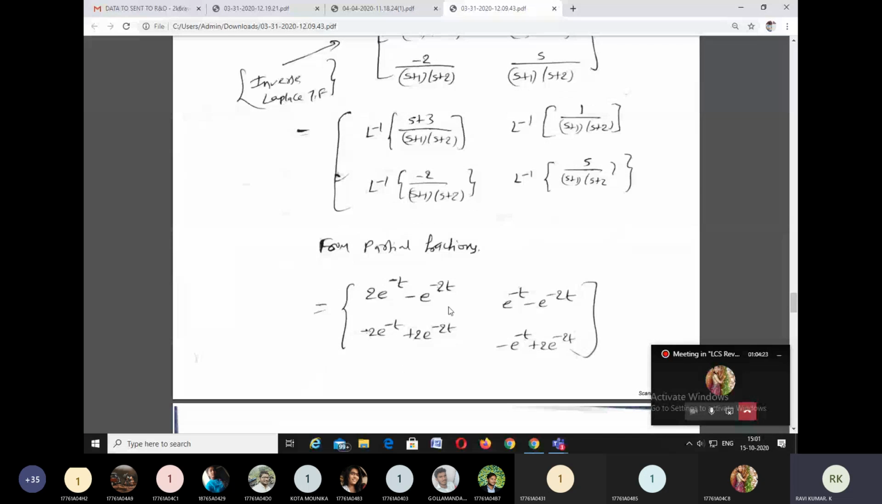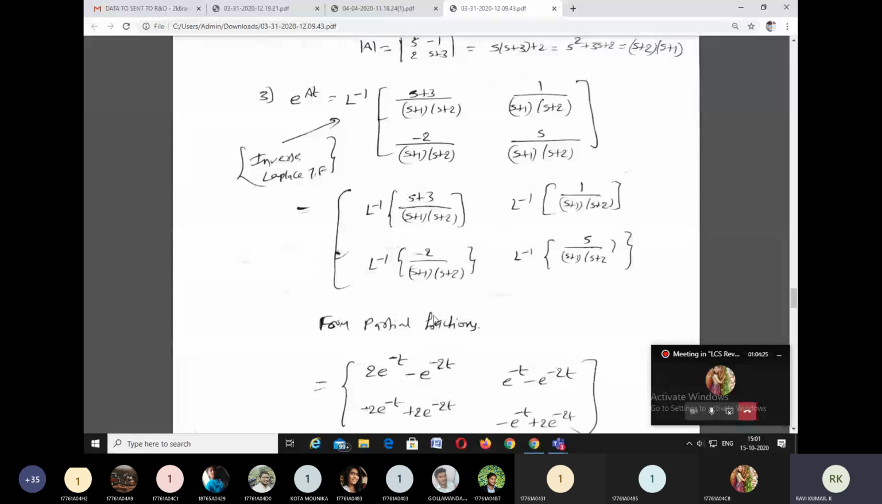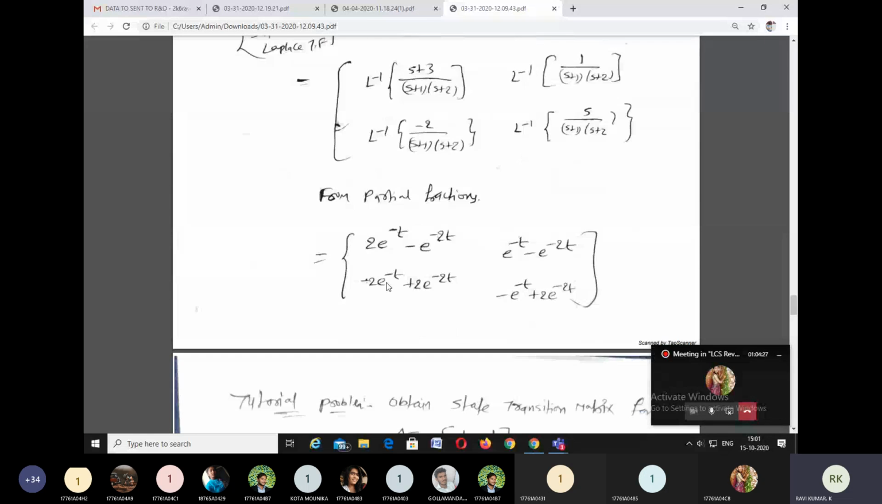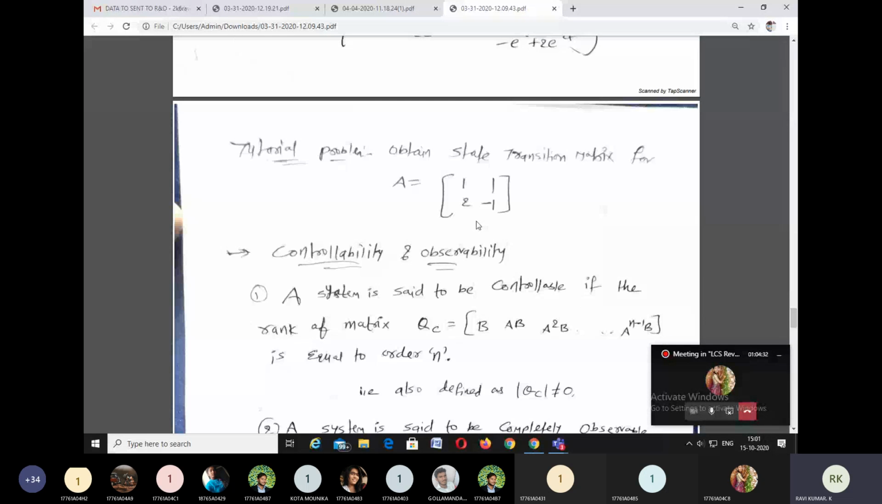This is the state transition matrix calculation from the given state space model. So this is the tutorial problem. You can get the solution for this also, right?